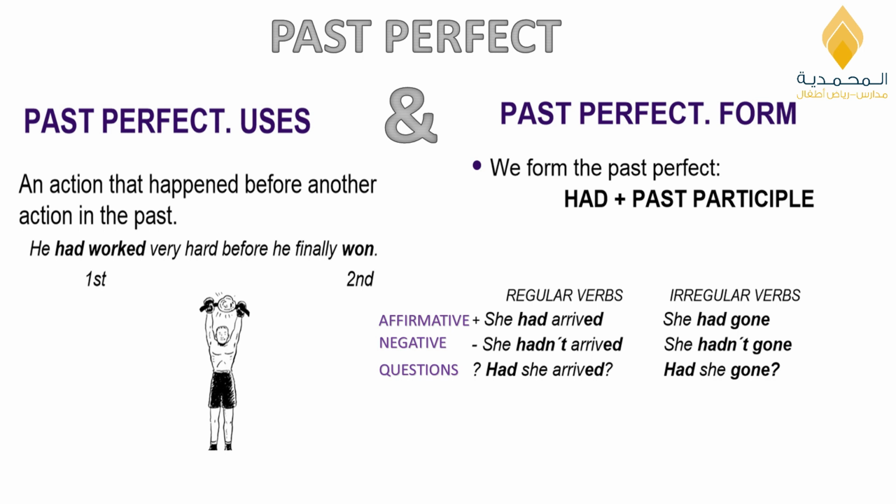Past perfect form. We form the past perfect using had plus past participle. And as usual, we have three formulas for this tense: affirmative, negative, and question. In affirmative, we use had plus past participle. In negative, we use hadn't plus past participle, and in questions, we start with had, then we put the subject, after that we put the past participle, and don't forget to end the question with the question mark.